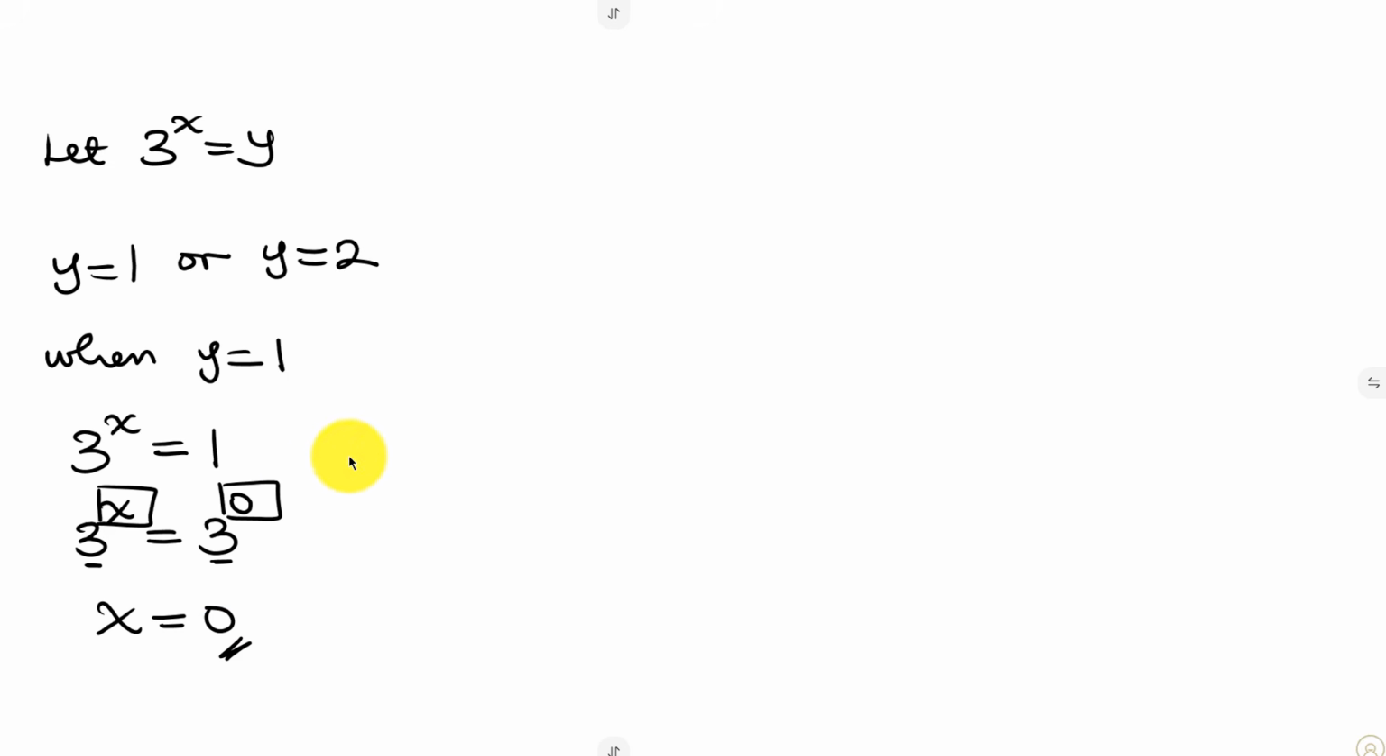Now let's get the other value for x. When y this time is equal to 2. And let's substitute that here. So we have 3 to the power of x to be equal to 2, which is the value for y.